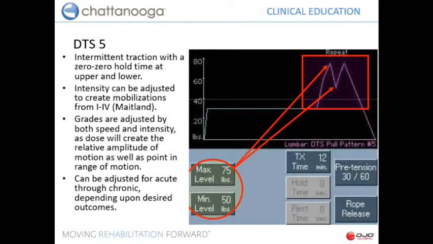This is similar to what I'd shown before, being able to change the hold pattern. So this is a zero hold pattern, so it goes up to the high intensity. As soon as it reaches, it goes down. And because we can change the speed at which it transitions, you really can mimic some of these mobilizations that we might be doing in the extremities, but now be able to do that with the spine.